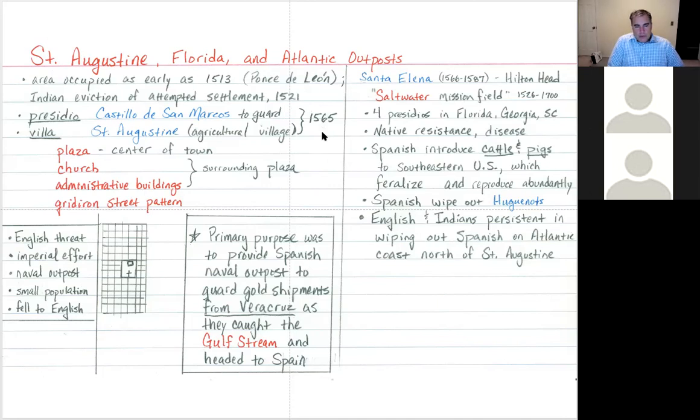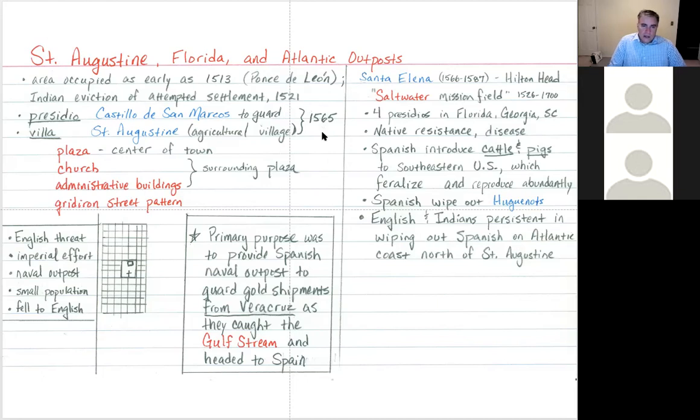So what is the purpose of St. Augustine? There were several. Like I said, it was largely geopolitical. St. Augustine was a kind of a placeholder for the Spanish. Spanish Florida also served as a kind of a buffer against other powers like the English and the French.